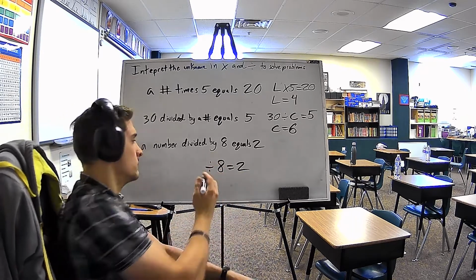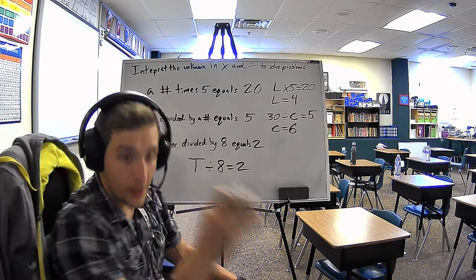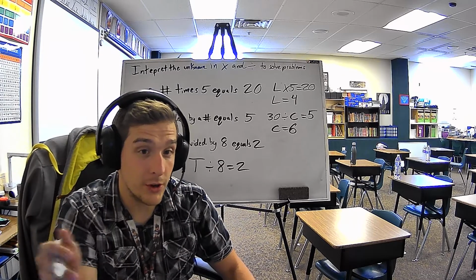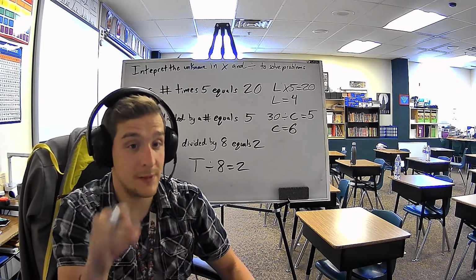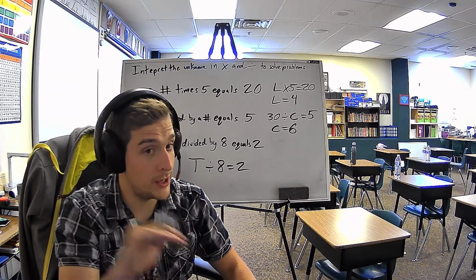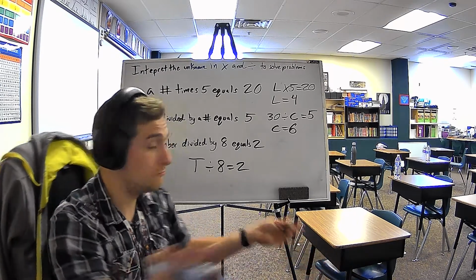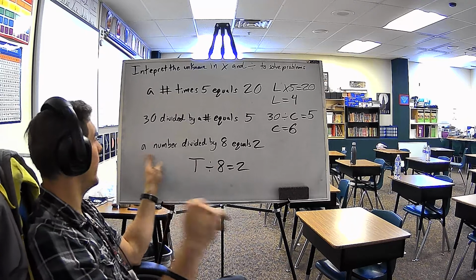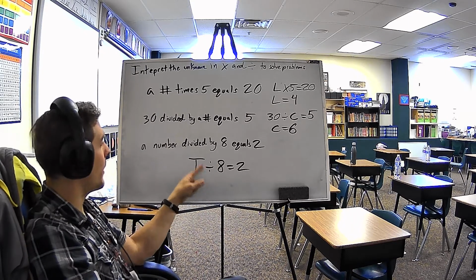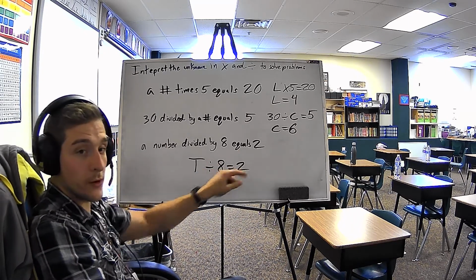Doesn't really matter. If the book tells you to use something or a question tells you to use something specific, use that specific one. Don't do a different one. Use the one that they ask you to use. But if it doesn't tell you, you get to choose. So, kind of fun on that. So now a number, or t, divided by 8 equals 2.